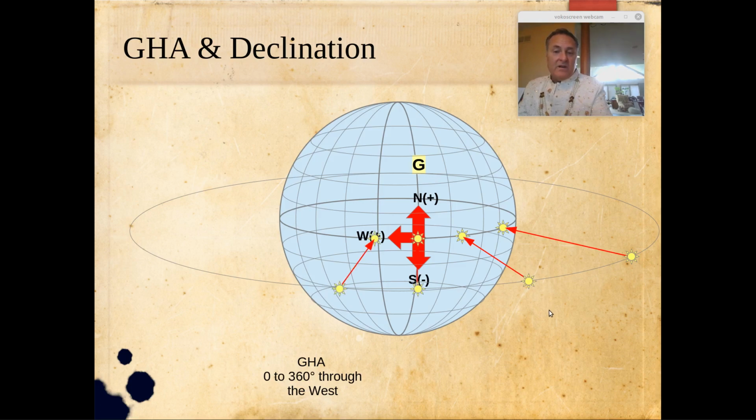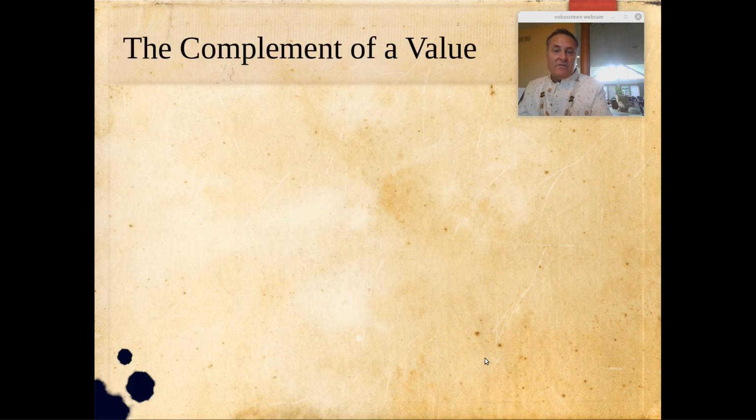Now we go back to 0, and we have come to maybe 20 degrees of Greenwich hour angle, 80 degrees, and so forth. Okay. The next concept I want to introduce you to is something called the complement of a value.